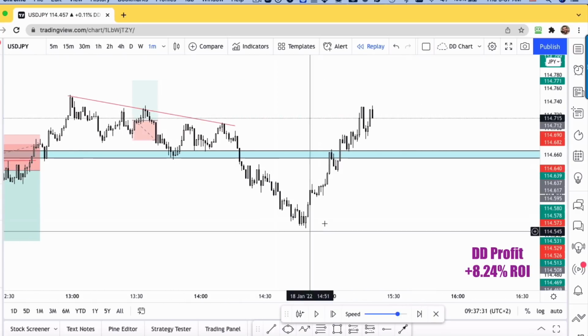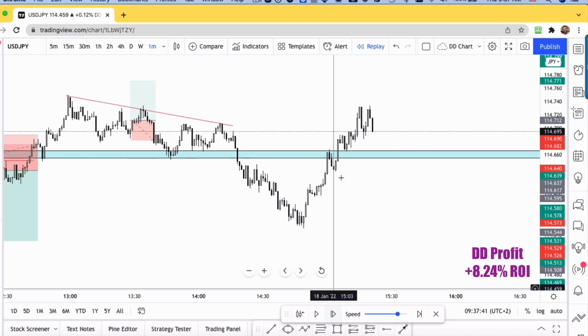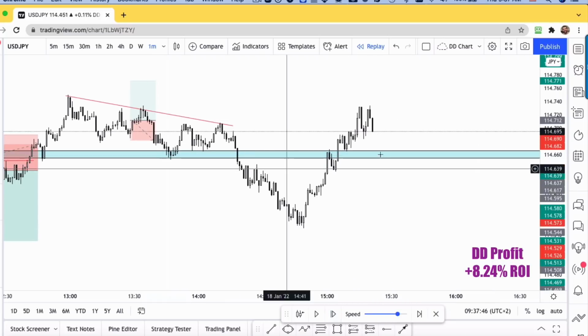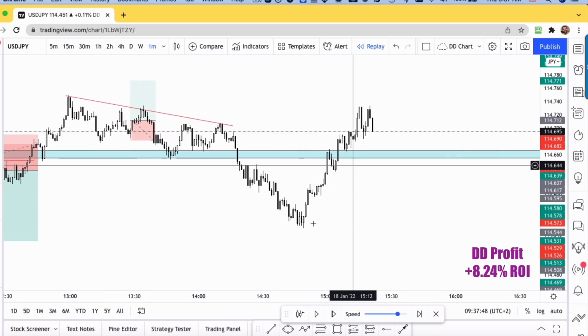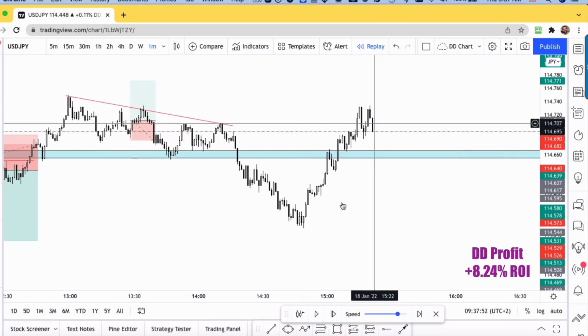I might go for it. Let's see. Just really worried about this support. I feel like we're kind of ranging around it in a big range. So even though I like that setup, the pullback, I'm just not going to do it.